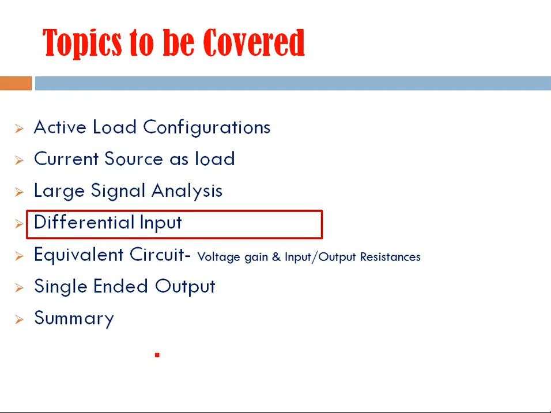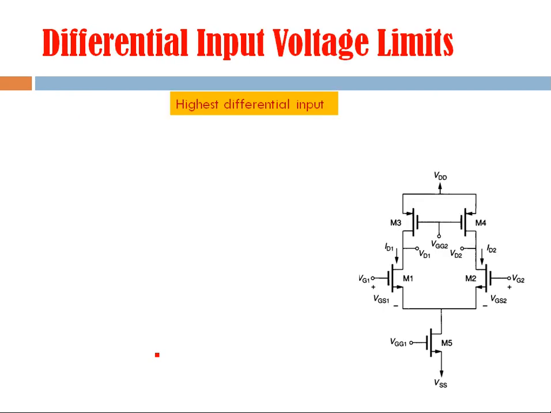Now, differential input signal. Many times we have discussed that it is very important to find out the highest differential input which we can apply here, because when we increase the differential input voltage, current in one branch will increase and in another branch it will decrease. Suppose the current is increasing here, the voltage here will decrease, and this voltage is increasing, this voltage is decreasing. So a situation may come when drain source voltage becomes less than gate source voltage, and then the device can go out of saturation, right?